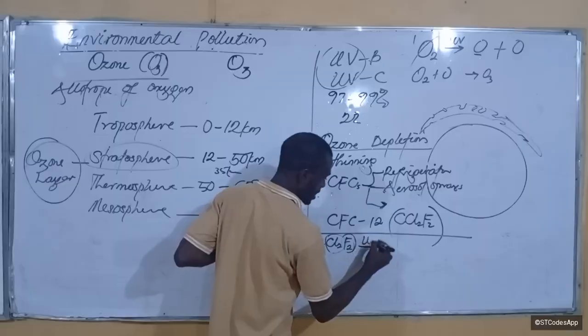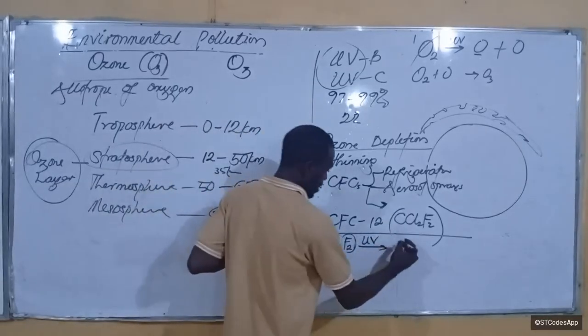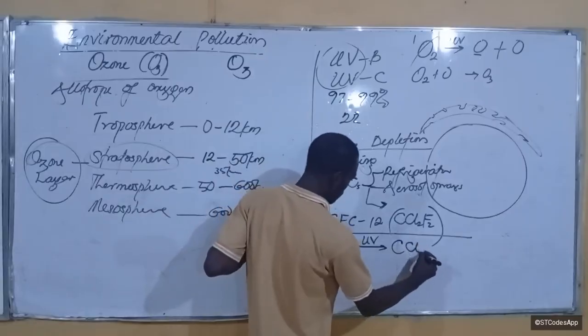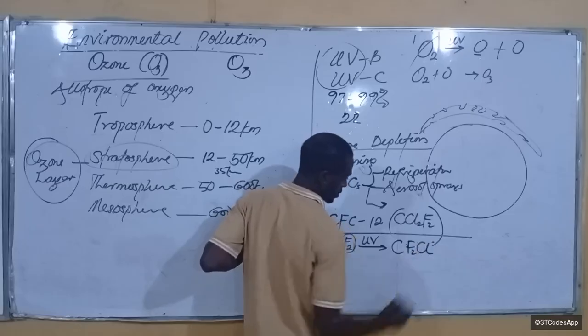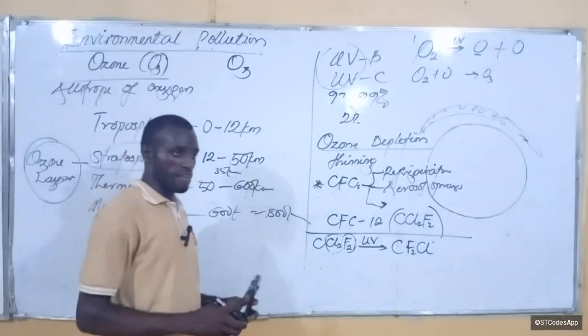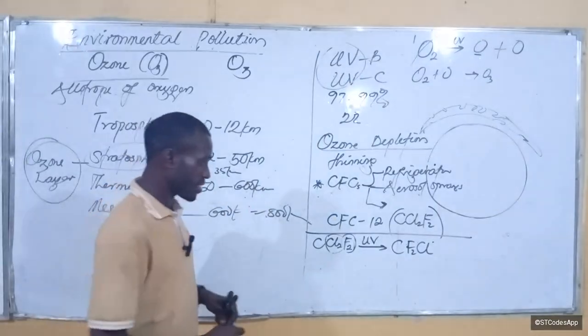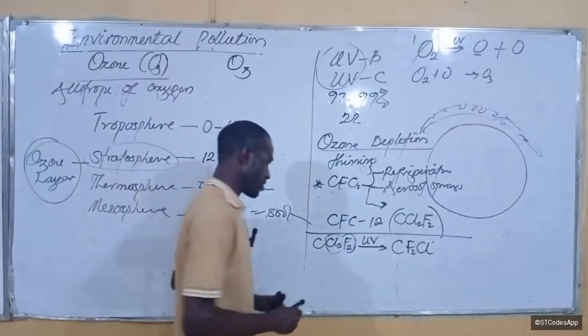So we have, under the influence or in the presence of UV light, this guy breaks to CF2Cl dot. So this is a radical. And what did I say about radicals? They are very reactive, extremely reactive. In fact, so reactive that you just need to know they are very reactive.